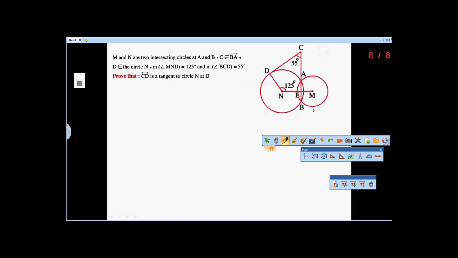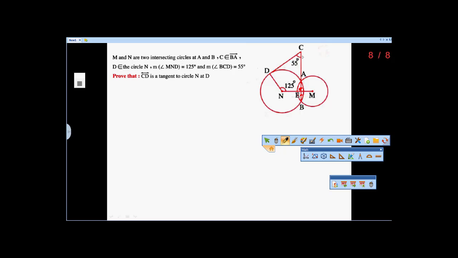Here, I have two intersecting circles. What is the line of centers? It means MN is perpendicular to the common chord. Where is the common chord? It is AB. Then MN is perpendicular to AB, and also MN bisects AB. It means AE is equal to EB. And since MN is perpendicular, the measure of this angle is equal to 90 degrees.